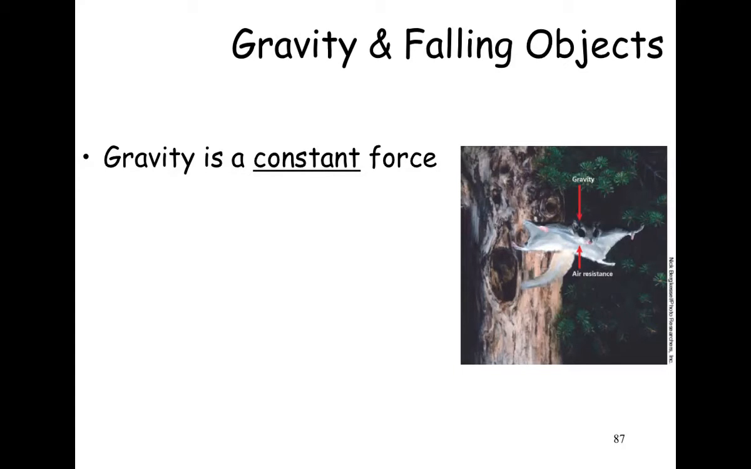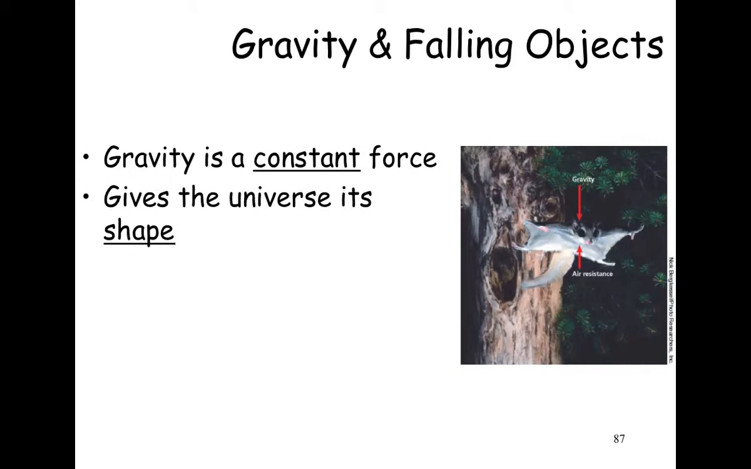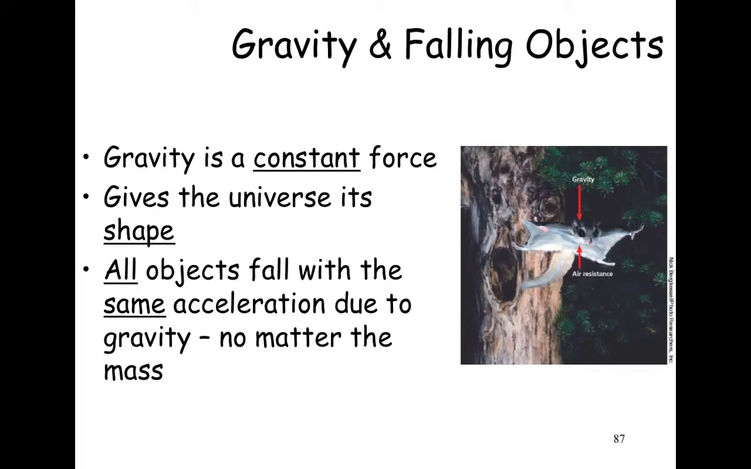Gravity is a constant force. It doesn't change. It can't be affected by temperature. It can't be affected by different chemicals that are present. Each individual object has its own unique gravity, and that does not change. It's what actually gives the universe its shape. All objects within the universe fall with the same acceleration due to gravity, no matter the mass.